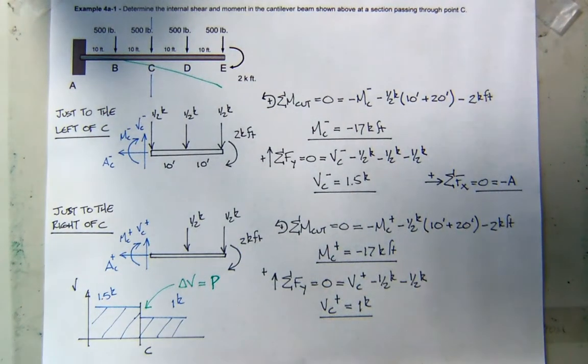So then it's kind of tricky. What is the shear at C? You don't really know. You know to the left, it's 1.5, and you know to the right, it's 1. Now, which of those is going to control your design? The largest magnitude, which would be the 1.5, would be more important. All right?